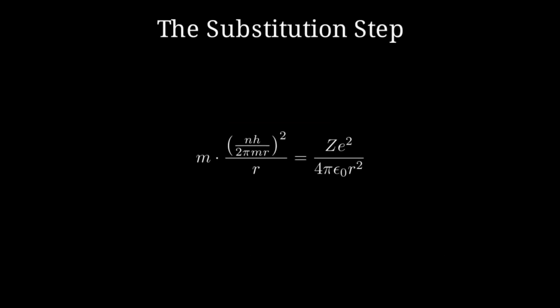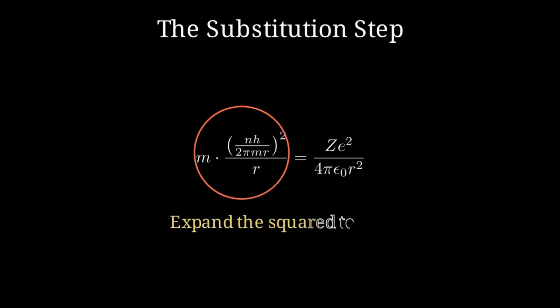We substitute our value for v into the force balance equation. This creates a complex expression where we square the quantization terms, which will eventually allow us to isolate r.